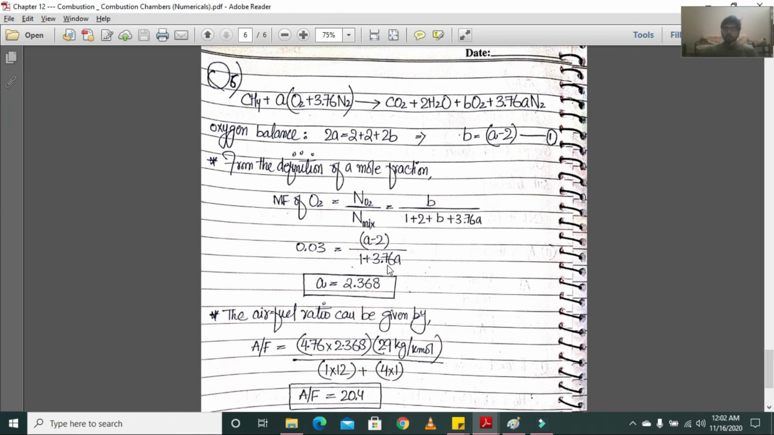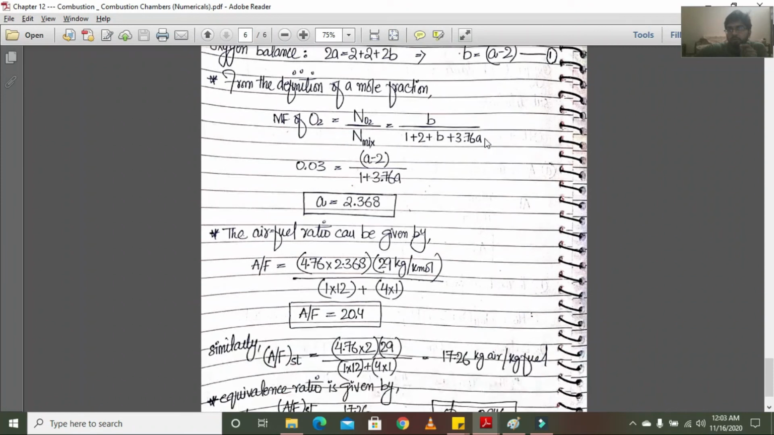I hope it is clear to all of you. And if I want to determine the value of B, I will simply put the value of A in equation 1 to determine the value of B, the excess moles of oxygen present in the combustion product.